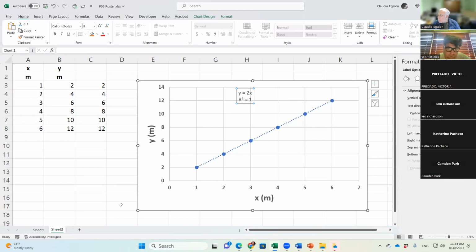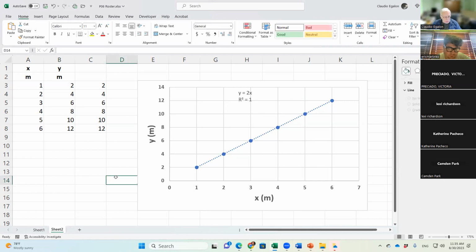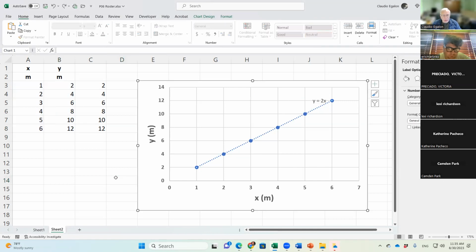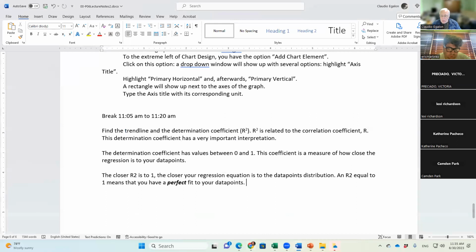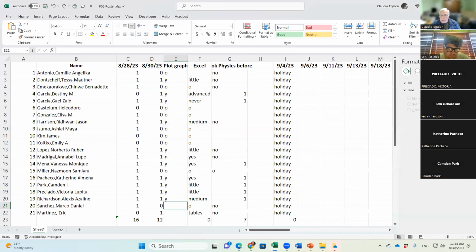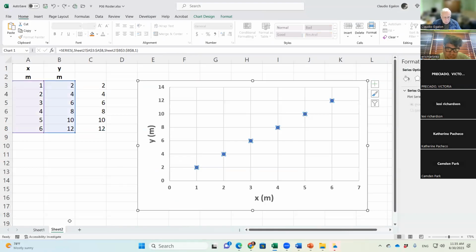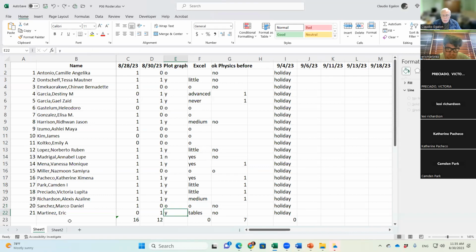Make sense? That's how I get the equation. You have to check those two boxes. So let's go back where we were. We go undo, undo, undo, undo, undo, undo, undo. Oh, what happened here? No, it has to redo it, not undo it.